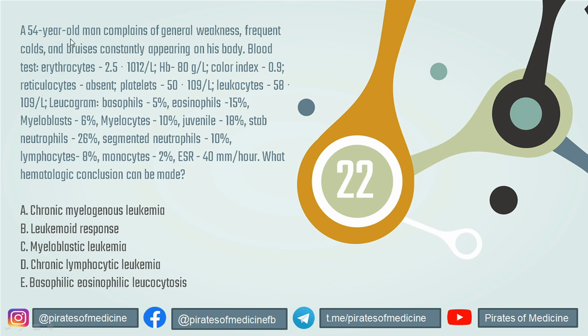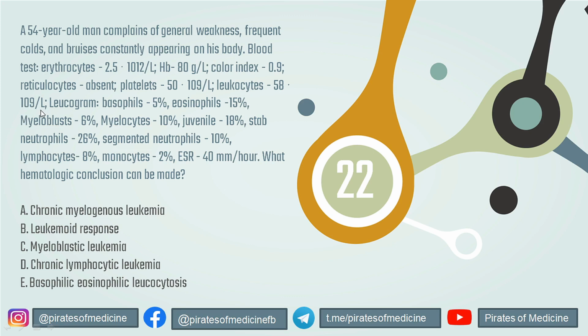In this, a 54-year-old patient complains of general weakness, frequent colds, bruises appearing on the body. Erythrocyte content is given, hemoglobin content is given, color index is given. All these are apparently normal. Reticulocytes are absent. Platelets are normal. Now leukocytes, first of all, we need to see. Leukocytes here are very high. Normally it should be 4 to 9 into 10 raised to the power 9. Here it is 58 into 10 raised to the power 9.